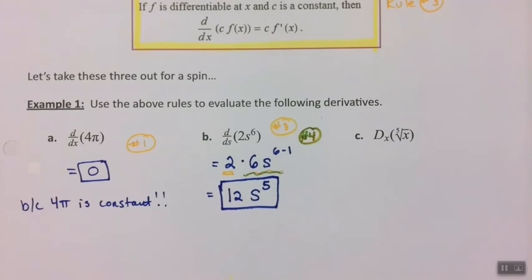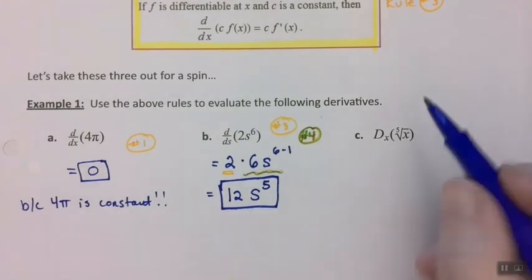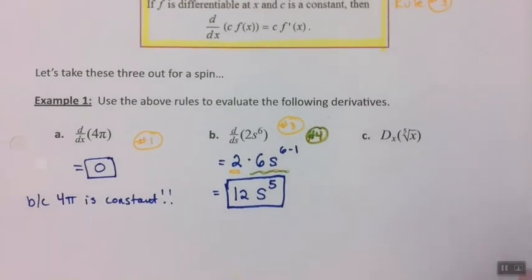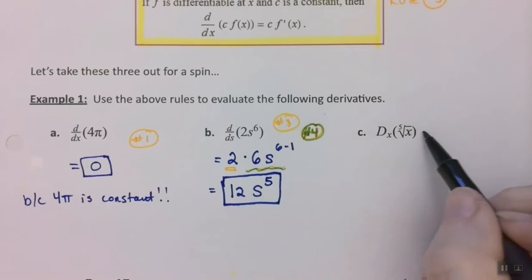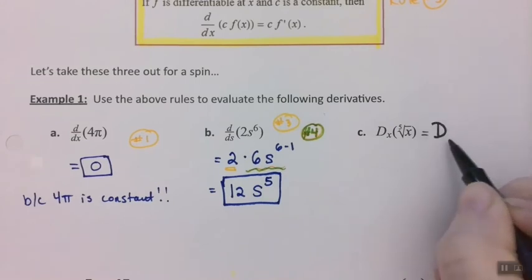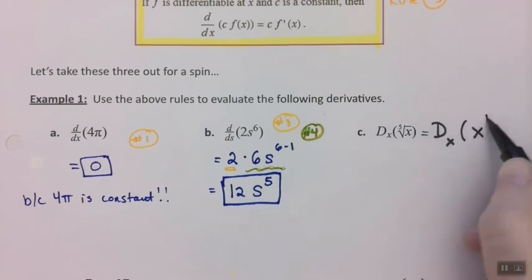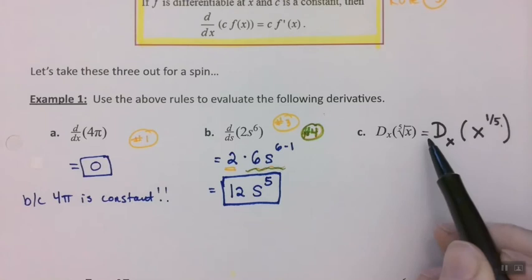Okay, letter C. Well, radical signs are no good to us, so we want to rewrite that radical because we don't have a radical rule. What we have is a power rule. So I want to remember my algebra that this is telling us to take the derivative with respect to x. That's all this is telling you. Take the derivative with respect to x. It's Euler notation of x to the 1/5 power. Because we learned in algebra that a 5th power is a 5th root.